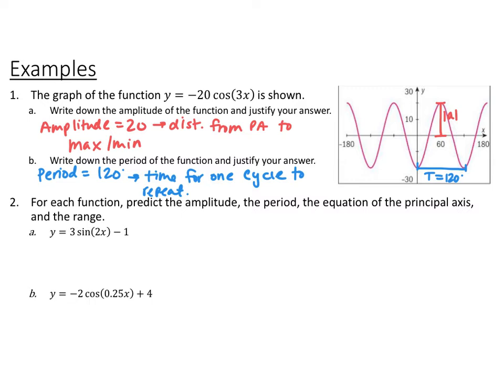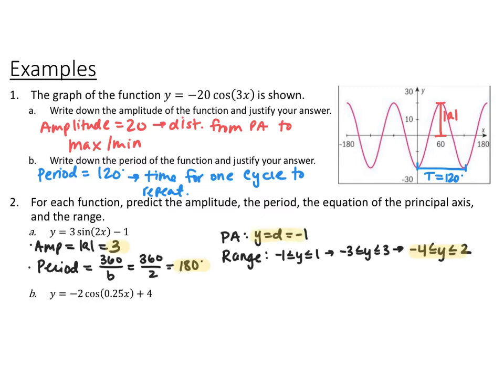For the next example, we have two equations, y = 3 sin(2x) - 1 and y = -2 cos(0.25x) + 4. Using just the equations, find the amplitude, the period, the equation of the principal axis, and the range. Go ahead and pause the video and try those.